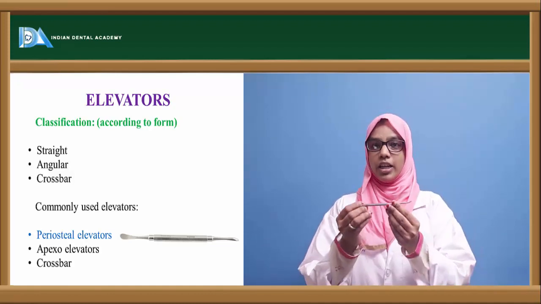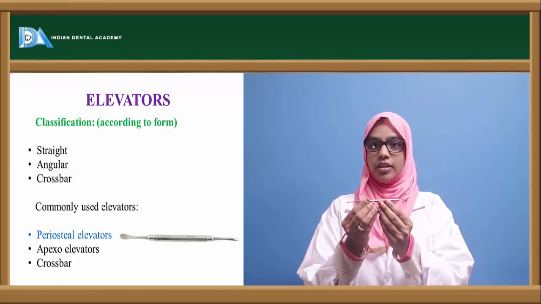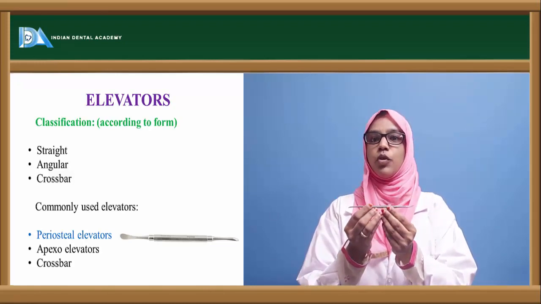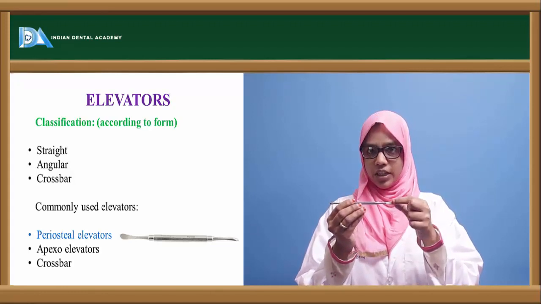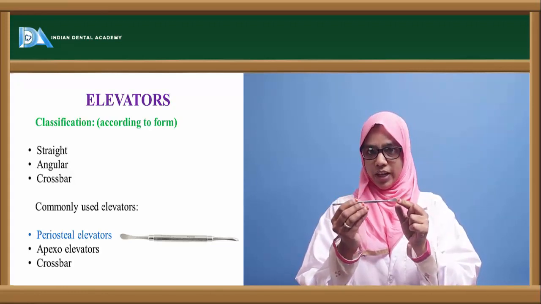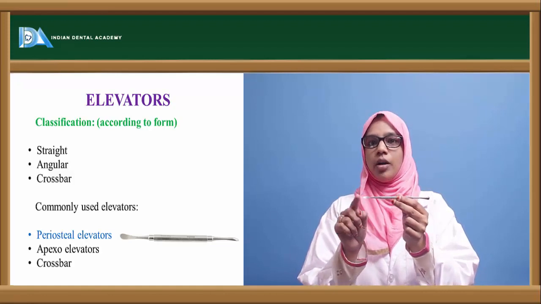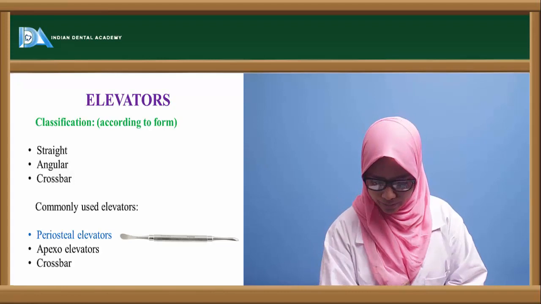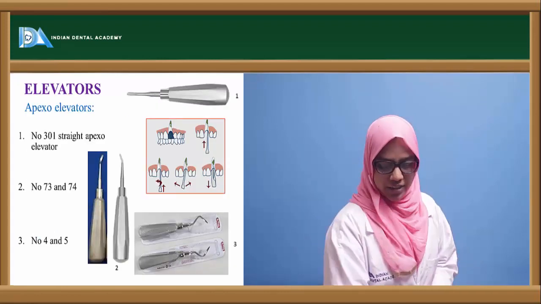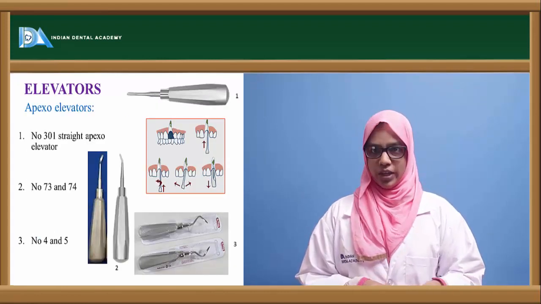One is the periosteal elevator. As you can see, this is basically used to reflect a mucoperiosteal flap. You have a blunt end which has a concavity. This is used to reflect the flap. You also have a sharp end which is used to separate the interdental papilla.